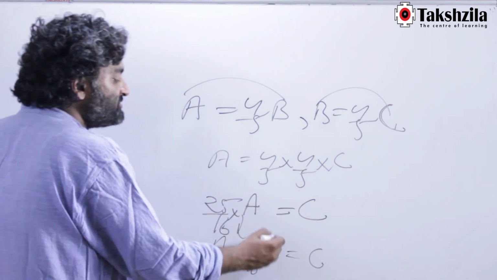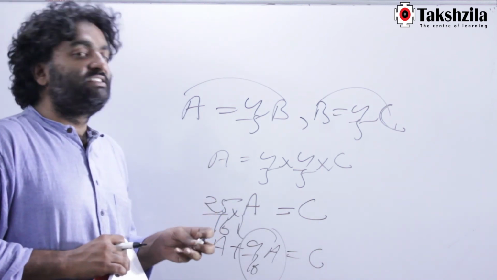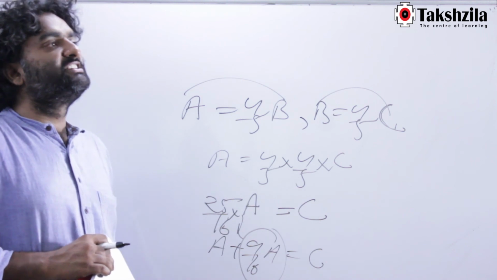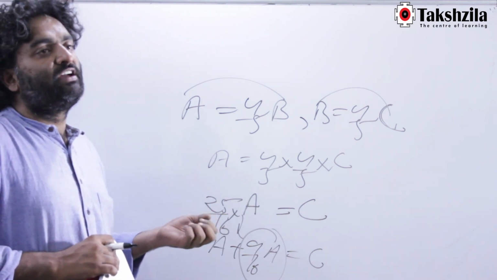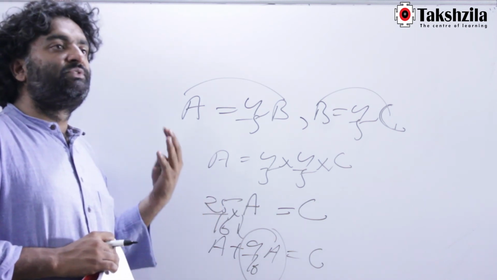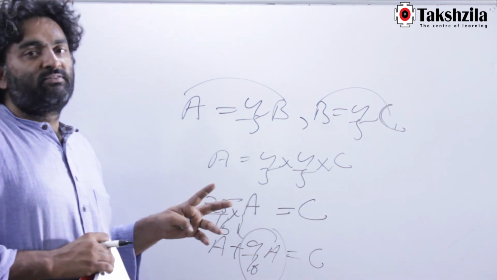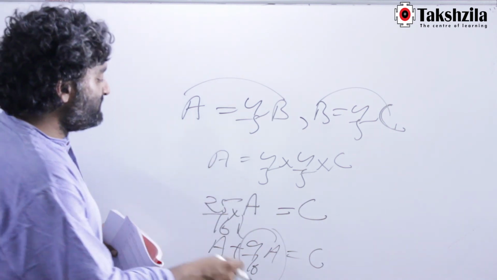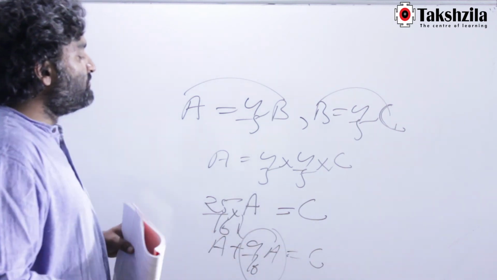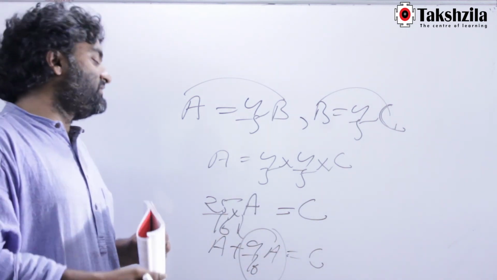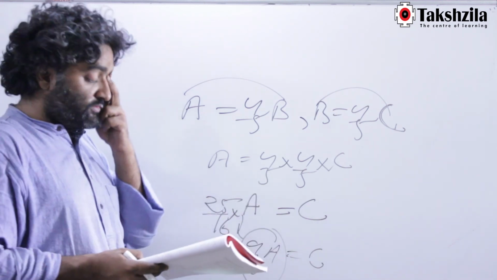So C is how much more than A? It is 9 by 16 more than A. And what is 9 by 16? 1 by 16 is 6.25%. So 9 by 16 would be 9 into 6.25, which would be 9 into 6, which would be 54, and 9 into 0.25 would become 2.25. So 56.25. So C is 56.25% more than A, or C is 156.25% of A, either of which could work for you. Okay.